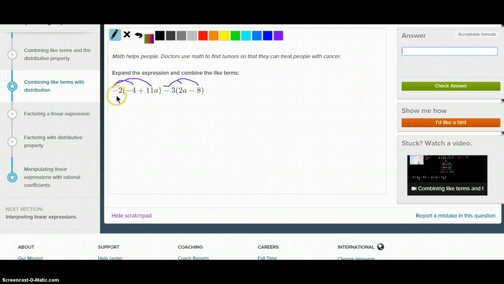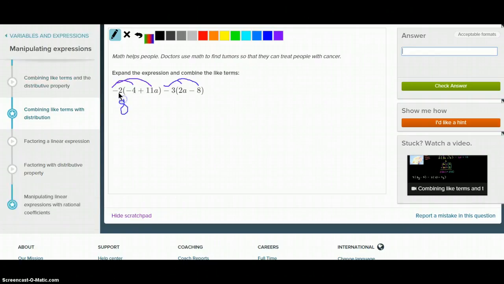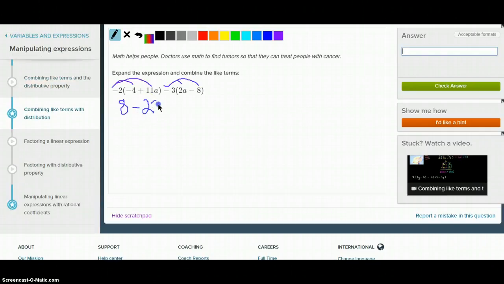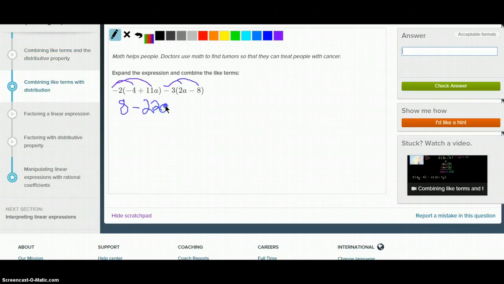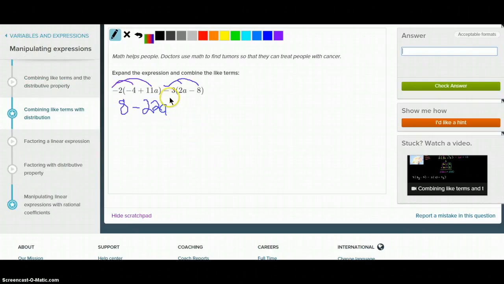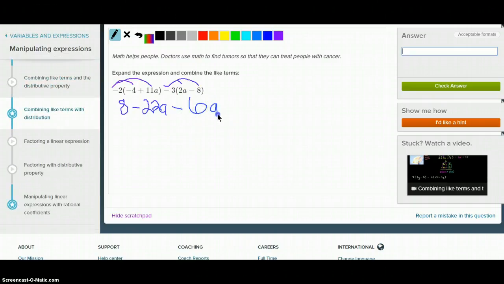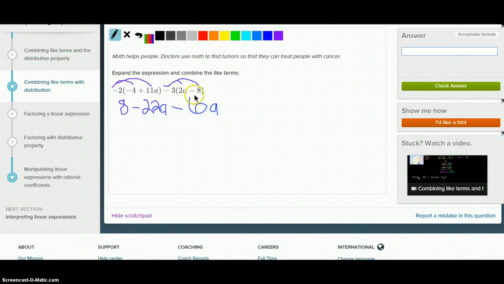So negative 2 times negative 4 is 8. And then negative 2 times positive 11a is going to be negative 22a. Alright, and then negative 3 times 2a is going to be negative 6a. And then negative 3 times negative 8 is going to be positive 24.